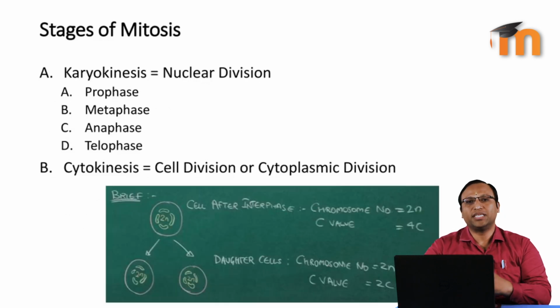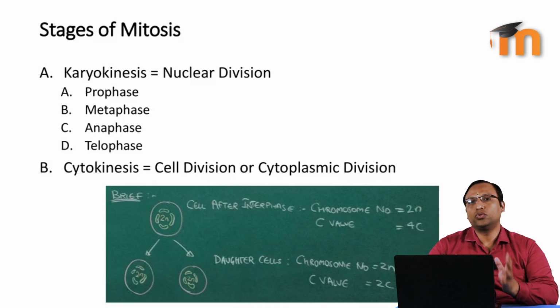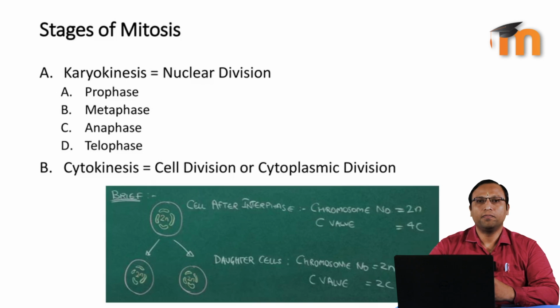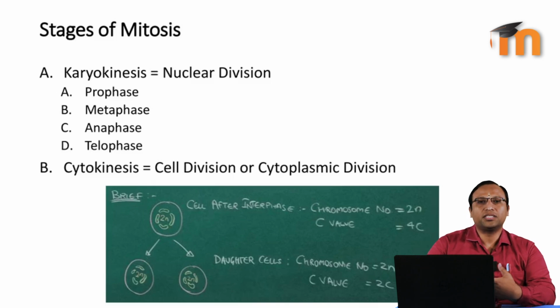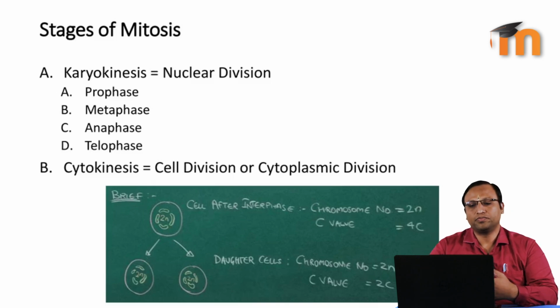So, let's see about the stages of mitosis. It also has two processes. One is karyokinesis, which is the nuclear division. And the second process is cytokinesis, which is the cellular division or cytoplasmic division. Karyokinesis consists of four phases: prophase, metaphase, anaphase and telophase.